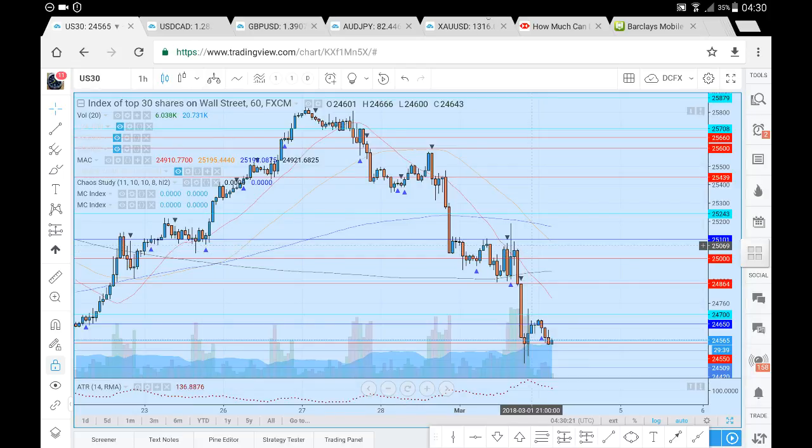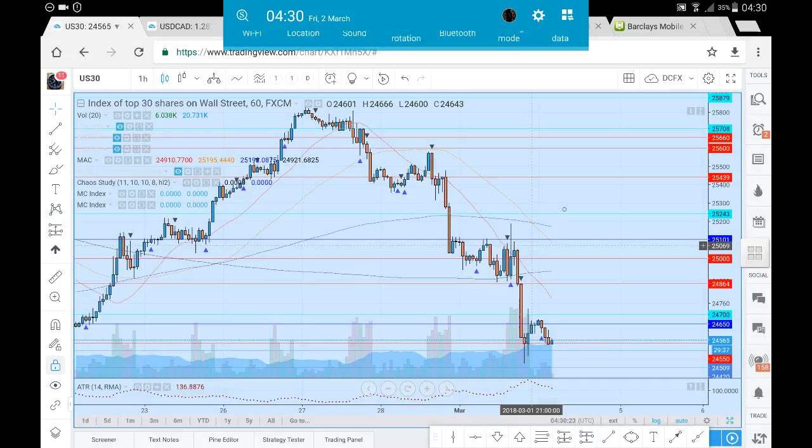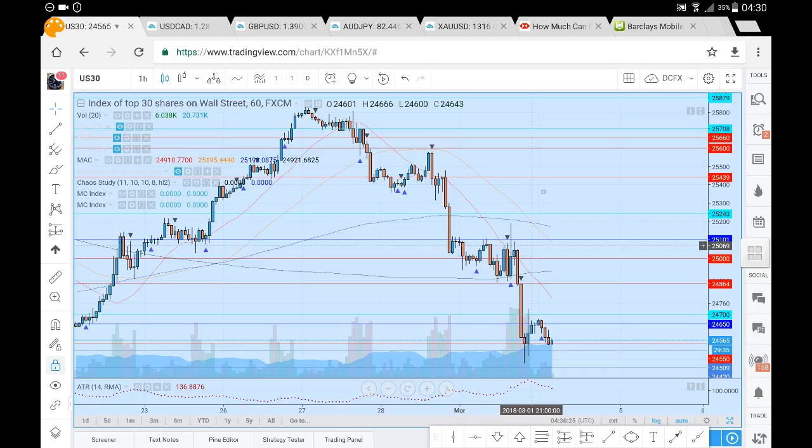So this is the US 30 analysis for Friday the 2nd of March. Now, let's just have a look at prices and where prices may actually go. So previously we saw prices continue the sell-off.